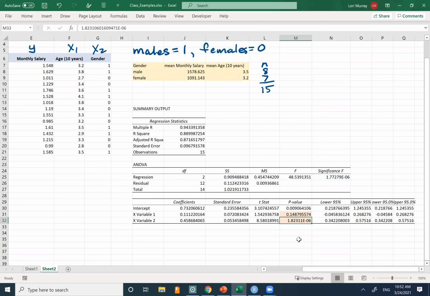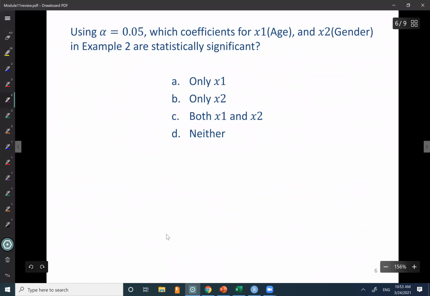But the value for the gender X2 variable is very small. That is 1.82311 multiplied by 10 to the negative 6. That is going to be very, very, very small. We have strong evidence, so it is statistically significant. And so that means that gender is statistically significant in predicting the monthly salary. So if you know if the employee is male or female, you can predict what their salary is going to be, which implies, right, gender discrimination. So the answer here, if you chose B, only gender, you got it right.